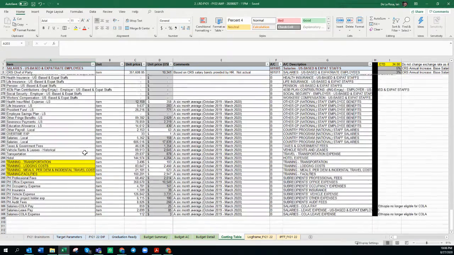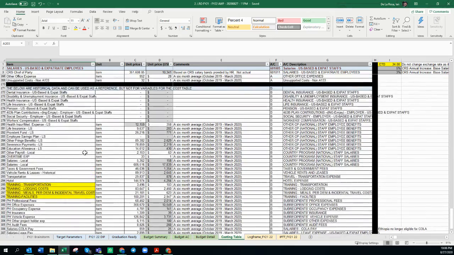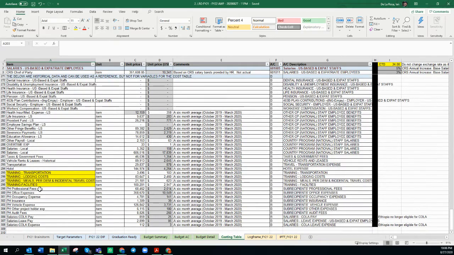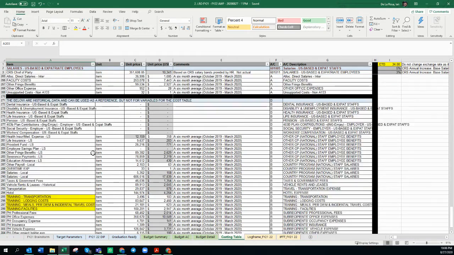Okay, well, as we go through here, nothing else to really report on. We have this section in yellow. I'm not sure why we retained it in yellow, so that's something maybe for you to look at.